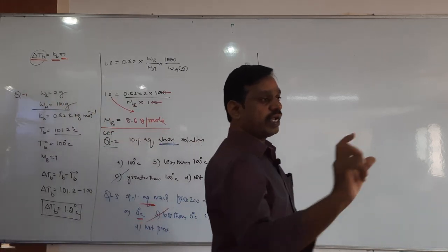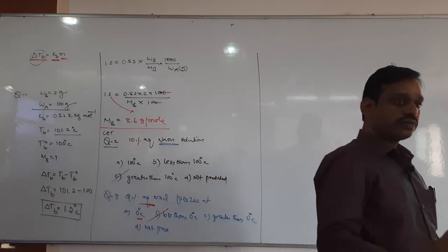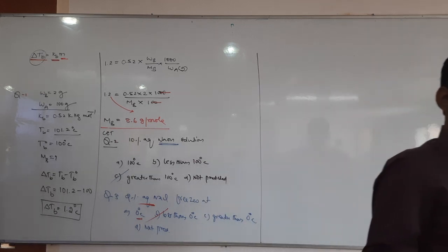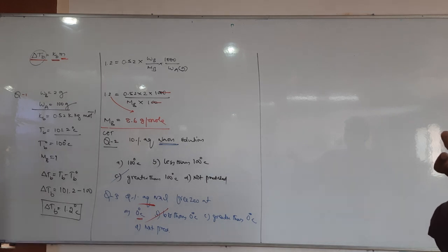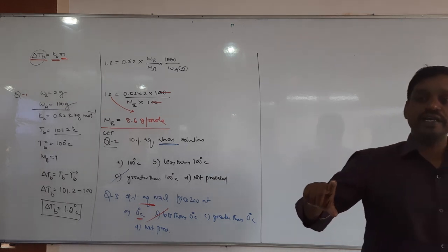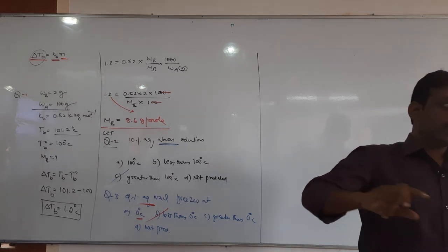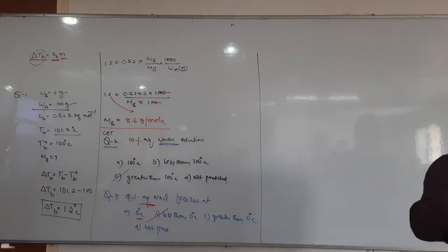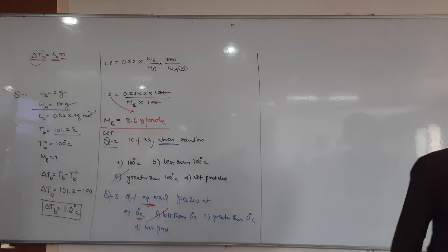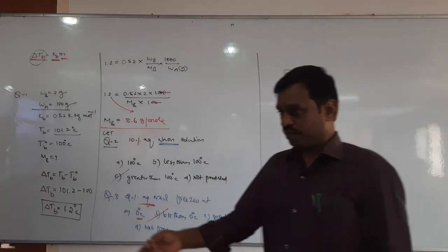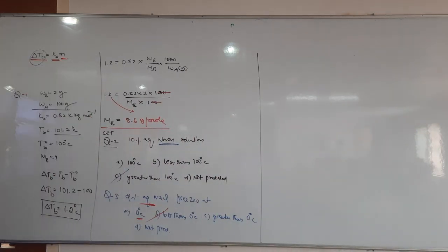Delta Kb and Kf. If the freezing point is given, the boiling point can be calculated, and if the boiling point is given, the freezing point can be calculated. So that can be done. That is also one important model question. Okay, next, one more question. It is given in the NCERT textbook also.